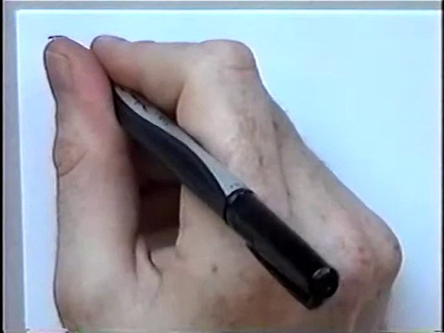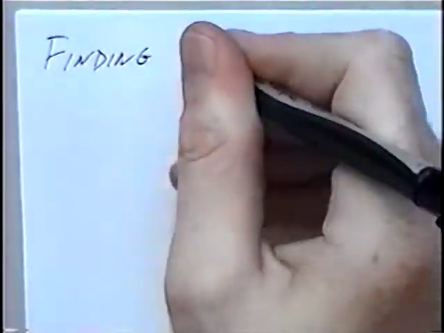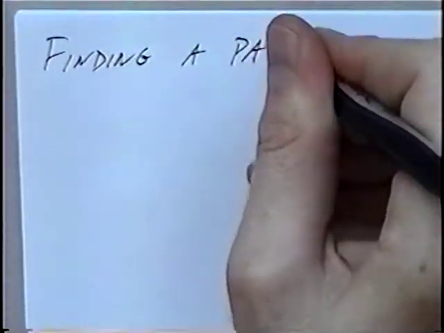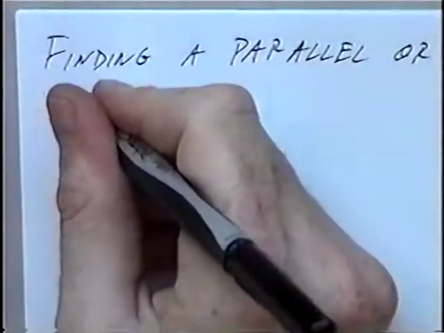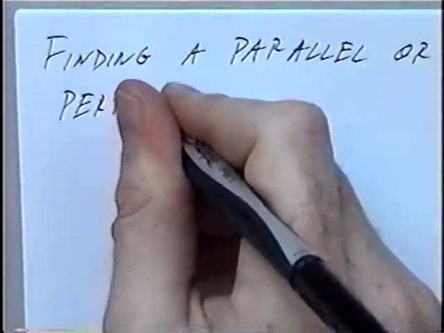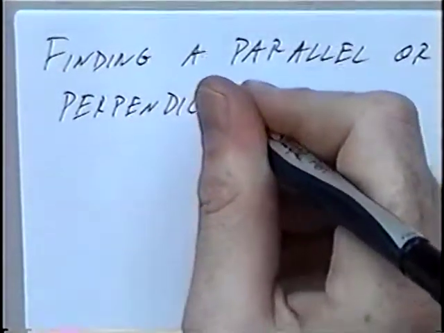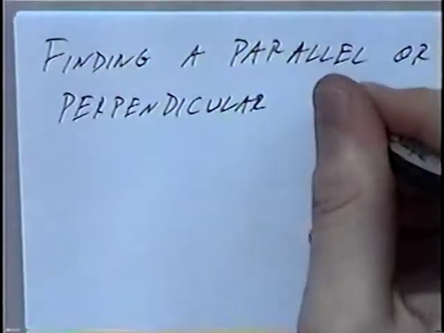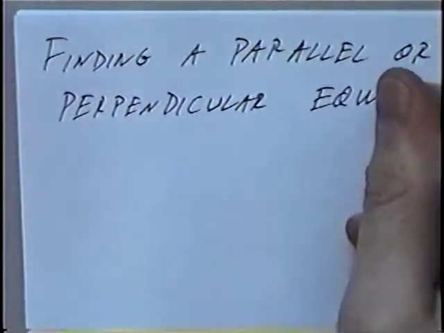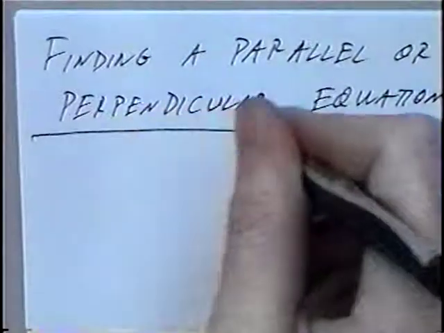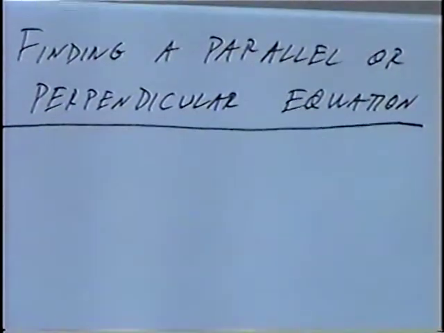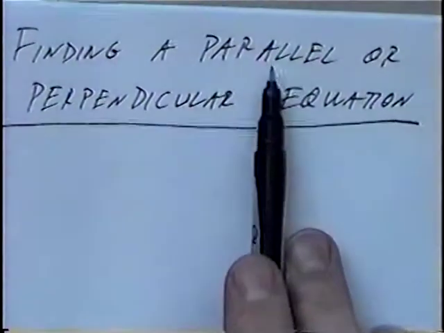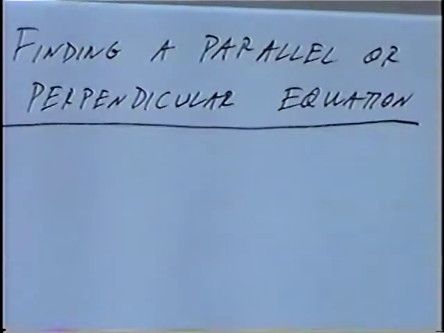Title of the last section today is Finding a parallel or perpendicular equation. So this section will still find an equation of a line, but we'll find either a parallel equation or perpendicular equation.